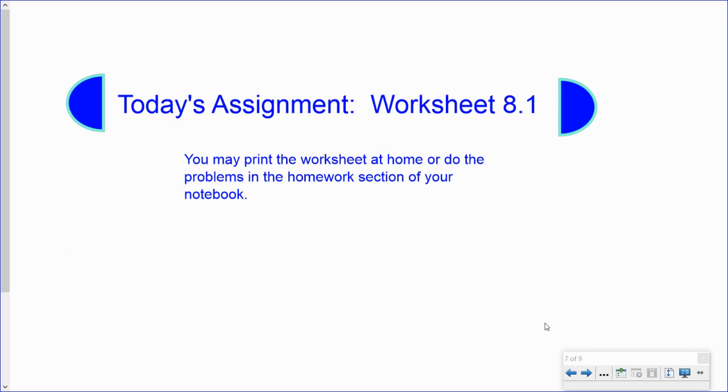Your assignment today is going to be worksheet 8.1. You may print that worksheet off at home, or you can do the problems in your homework section of your notebook. Either is fine, and we will be checking this tomorrow.